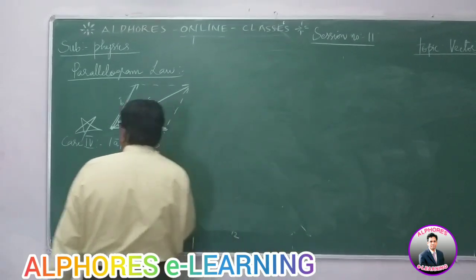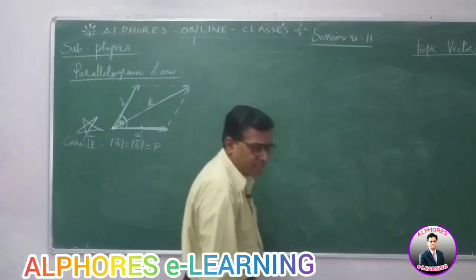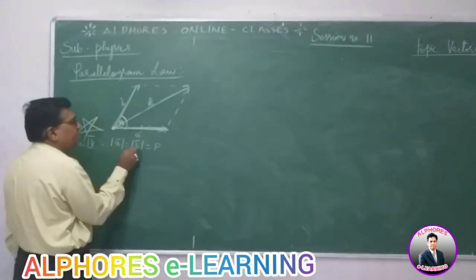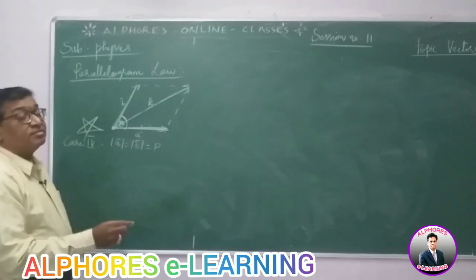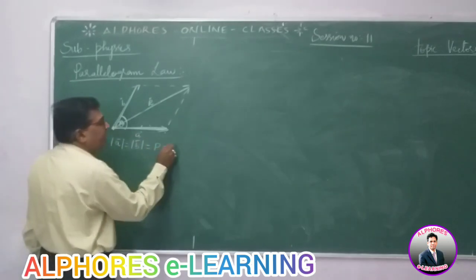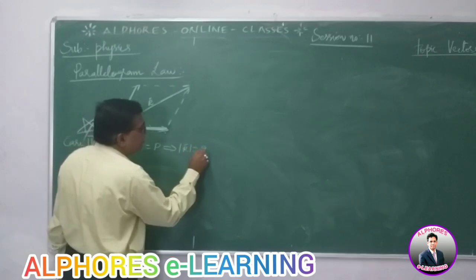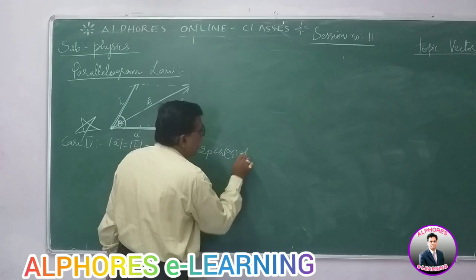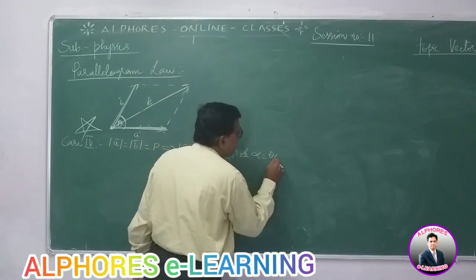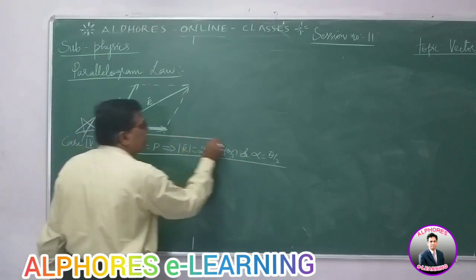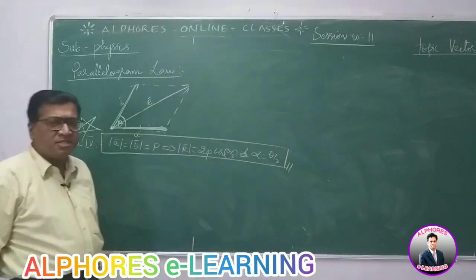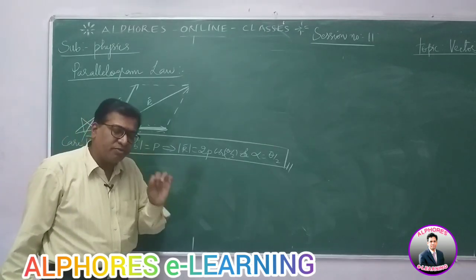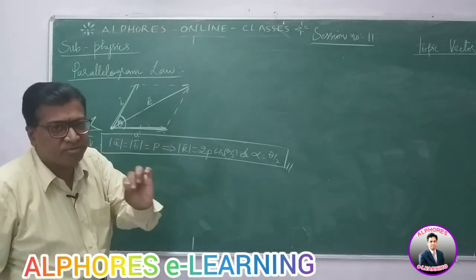Now suppose I consider two vectors of the same magnitude P, A bar and B bar. Then the resultant magnitude, as we just found, is 2P cos theta by 2, and the angle alpha is theta by 2. Very important case. Please make a note of this, because it will be useful in many cases. Hundreds of problems you are going to do are based on this.